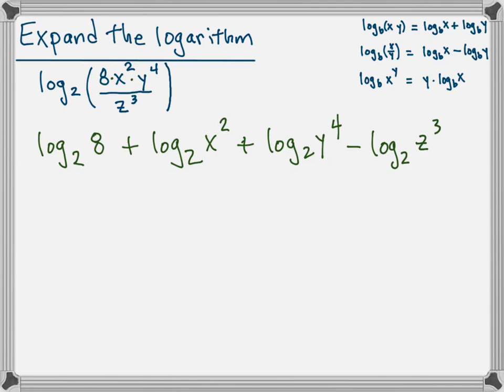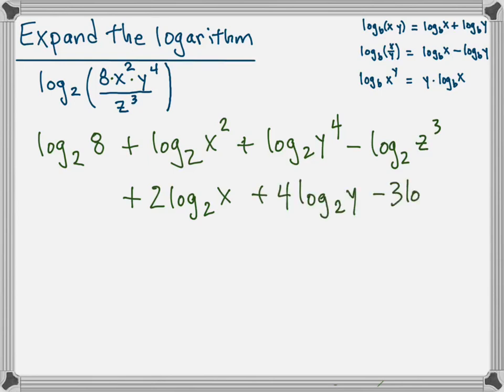The exponents now, using that third property, we can move to the front. Just simplify the inside, make those variables not quite so complicated. So this 2 I can move in the front on the second one. So this would be plus 2 log base 2 of x plus 4 log base 2 of y, and then minus 3 log base 2 of z.